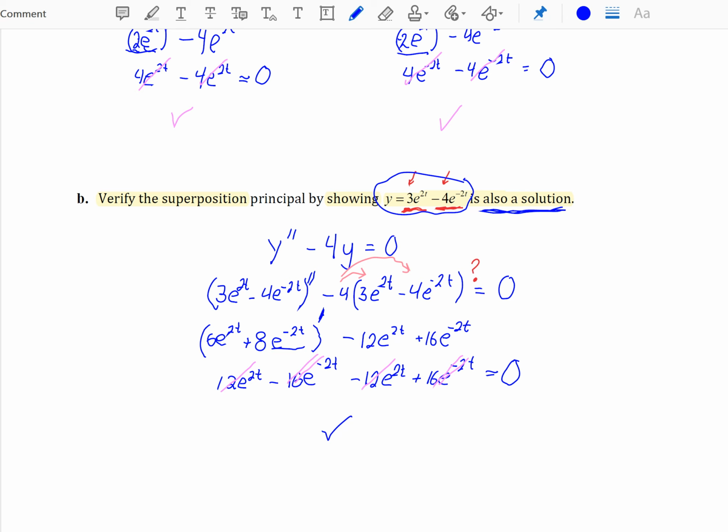Now, in future sections, we're not going to want to verify this. We're going to want to be able to say, if I have a first homogeneous solution and I have a second homogeneous solution, then by the superposition principle, we already know this entire linear combination will be a solution. This is going to be an important theorem for us.